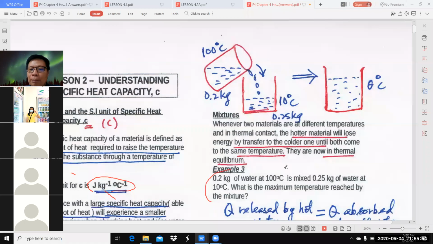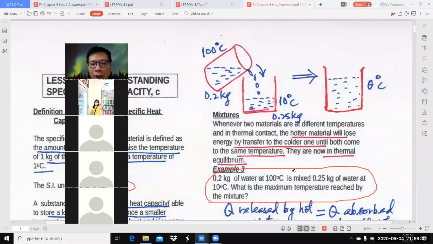Can you look at this example 3, everyone? Follow me, please. This question sounds like this: 0.2 kilogram of water at 100 degree, hot one, mixed with 0.25 kilogram of water at 10 degree, another water but this temperature is only 10 degree. Then we mix them up. You pour this water inside here, and this becomes a mixture. Then what is the final temperature? You need to calculate.